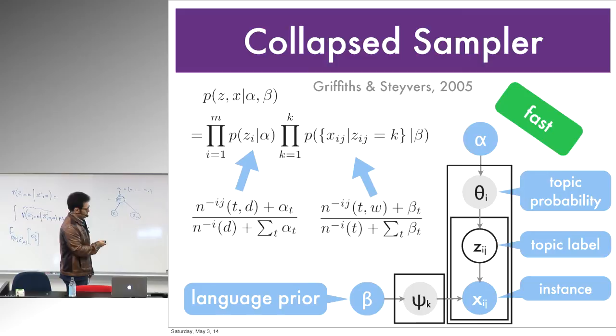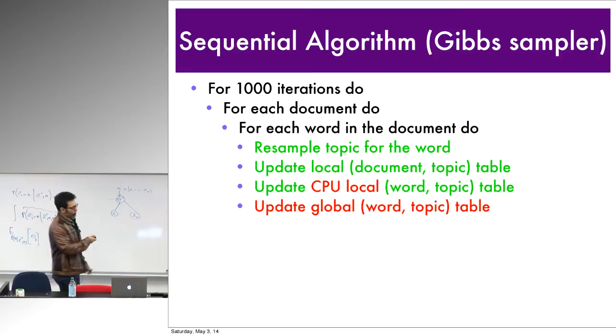Okay, so based on this equation, this is an easy algorithm. As I said before, for Gibbs sampling, you have thousands of iterations over the corpus. For each document, for each word in the document, you compute the posterior of the topic using the previous equation, and then you sample, and then you update two sufficient statistics. We keep sufficient statistics in the document and in the topic.